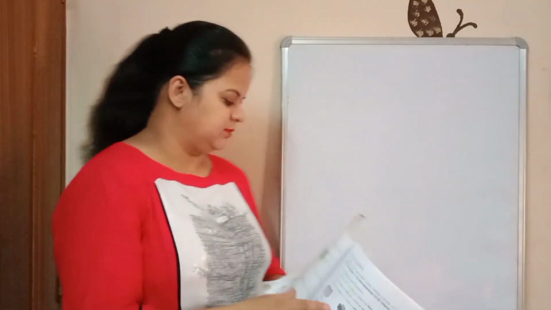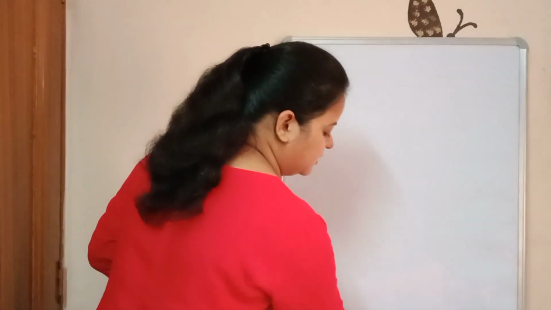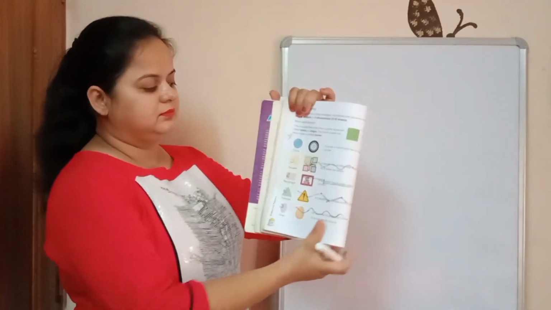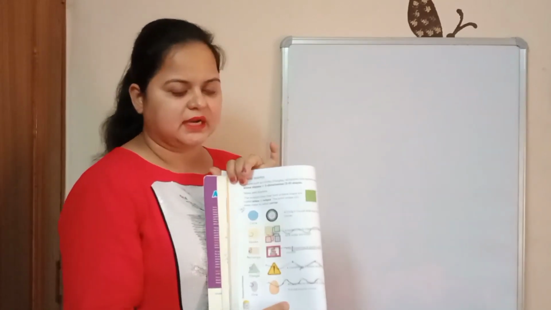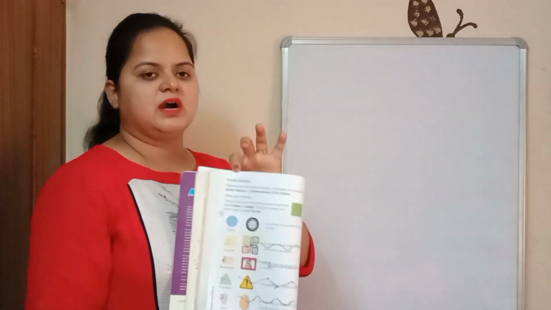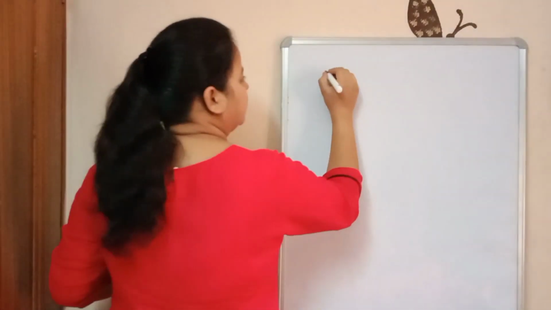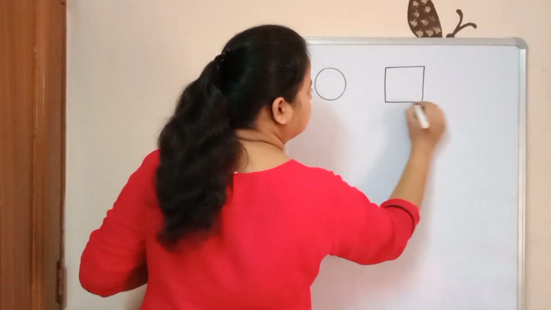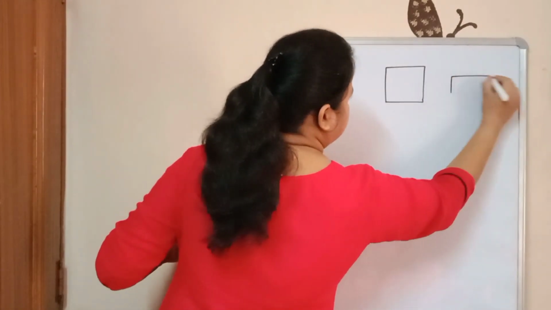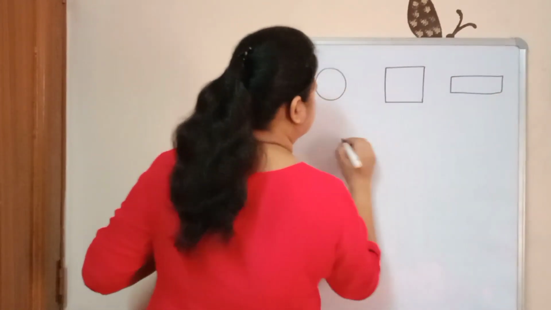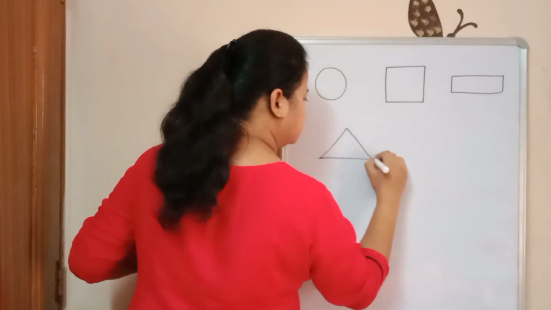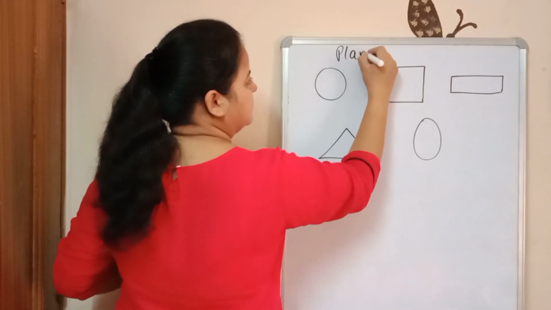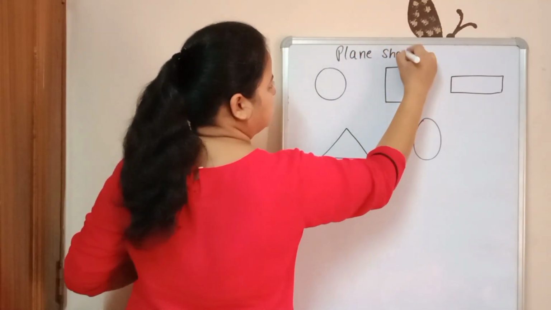Okay, plane shapes. So, what are the plane shapes? Circle, square, rectangle, triangle, and oval. These five are plane shapes. These are plane shapes.